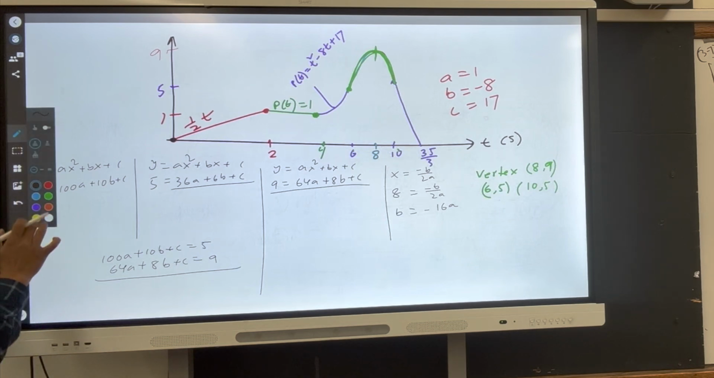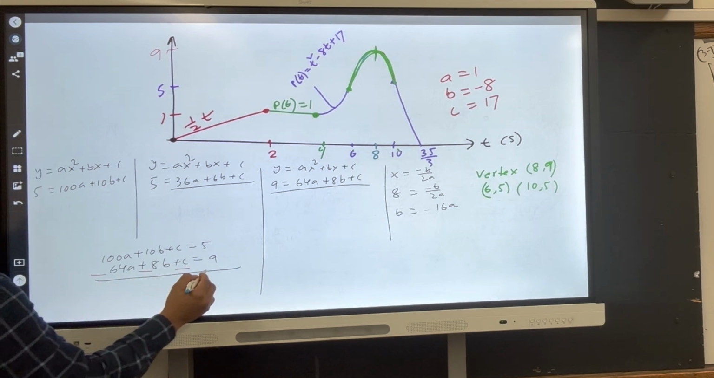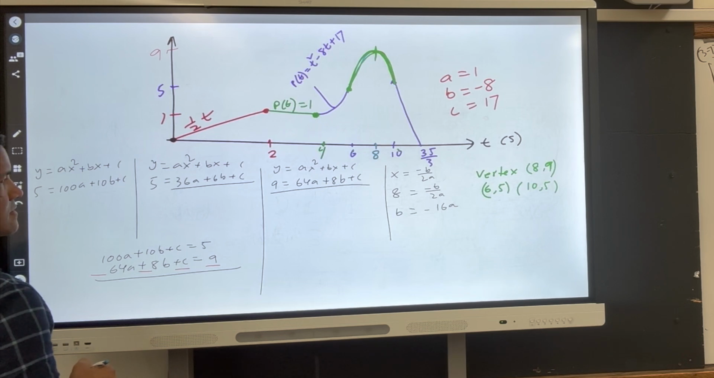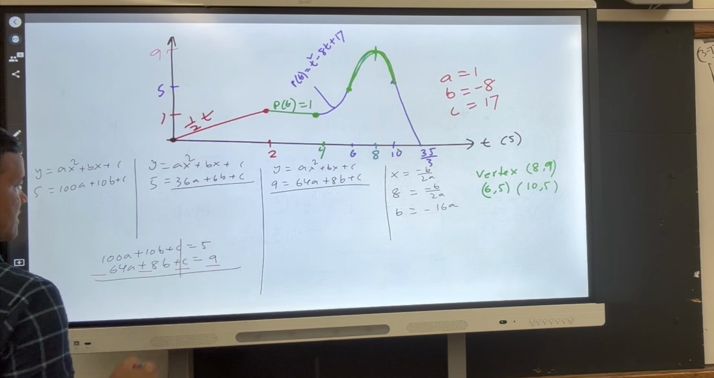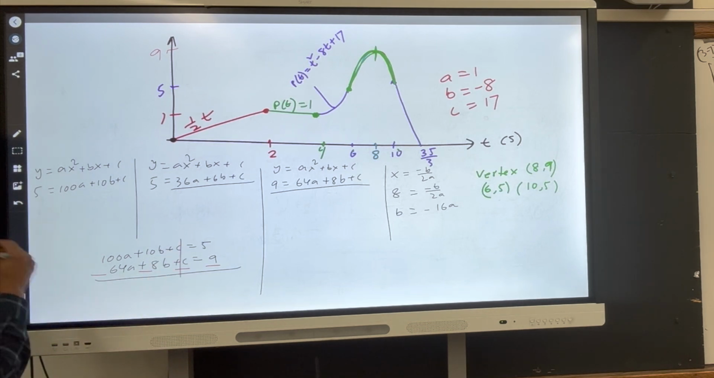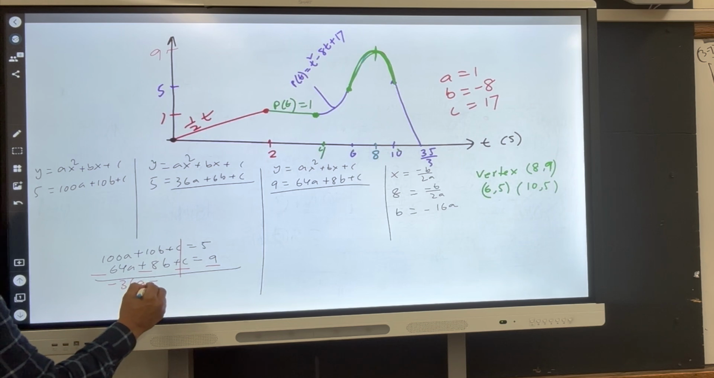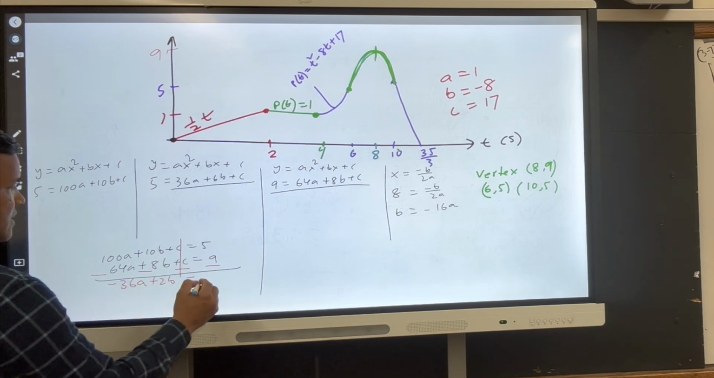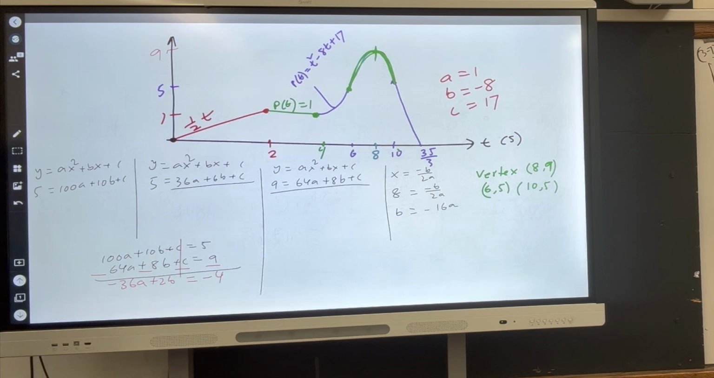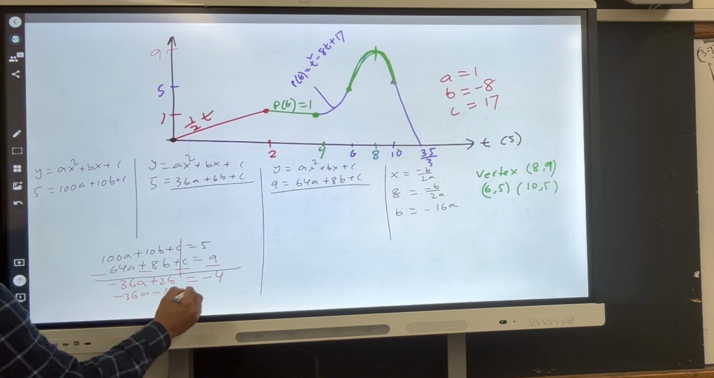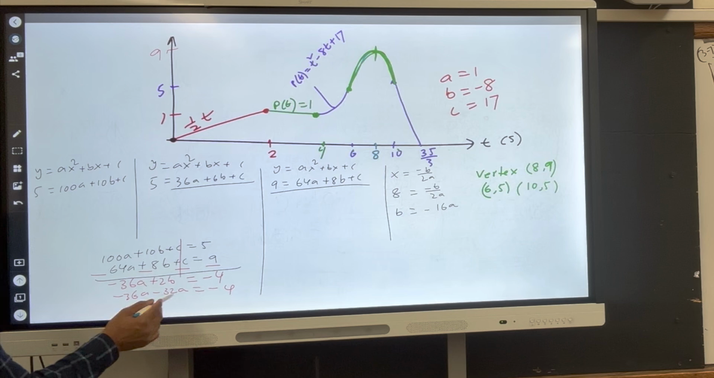All right, so we're gonna do negative, negative, negative, negative. Okay. All right, so this cancels. So 64 minus 100, that's negative 36a. This is plus 2b. This is minus 4. All right, so b is negative 16a. So this is 36a. This is negative 32a equal to negative 4.